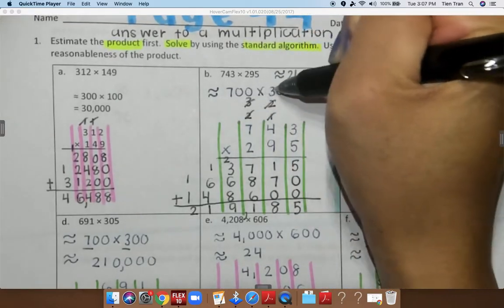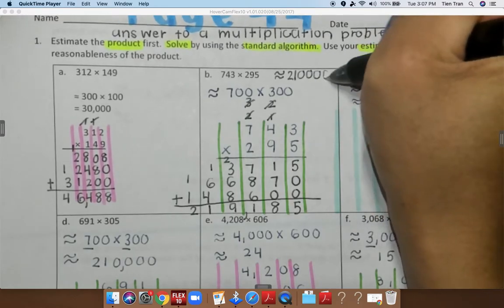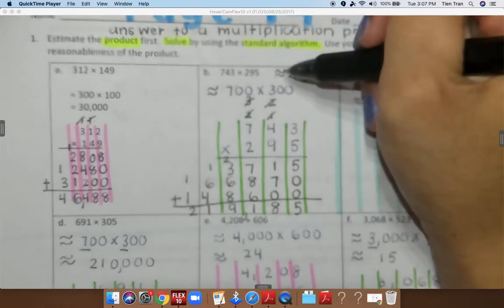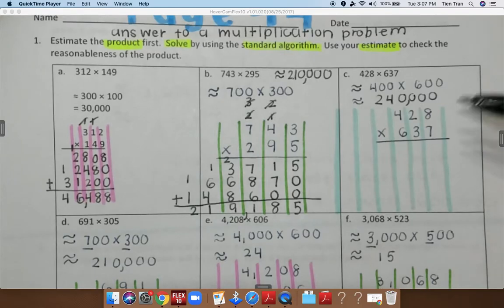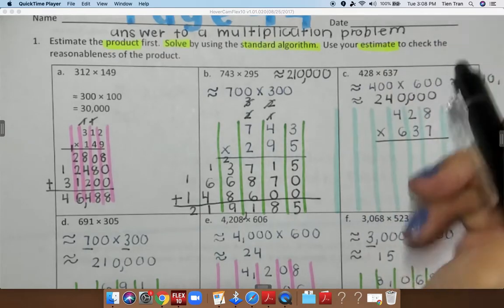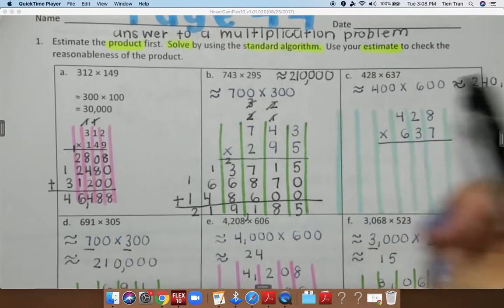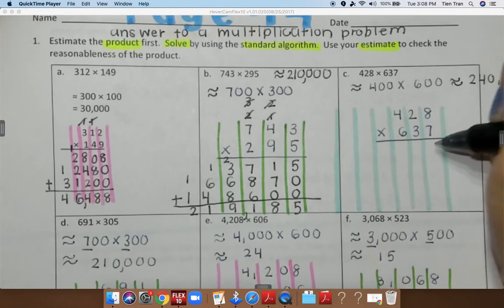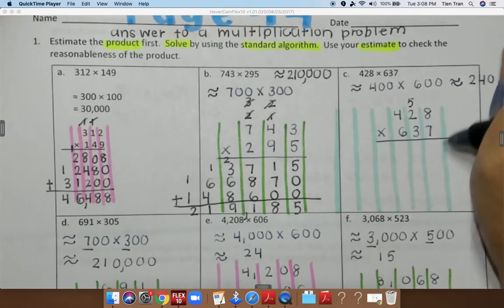And I have 1, 2, 3, 4 zeros at the end. So I have 210,000, okay? So for this one, I have 240,000. And I think I want to write it over here because I'm not going to have enough room to add all of my other numbers at the top.